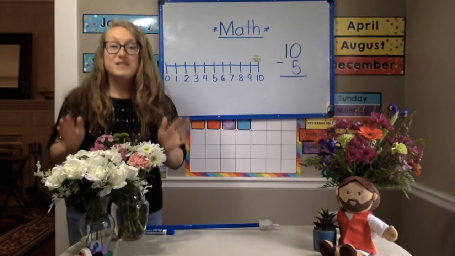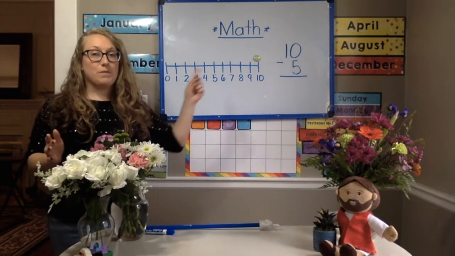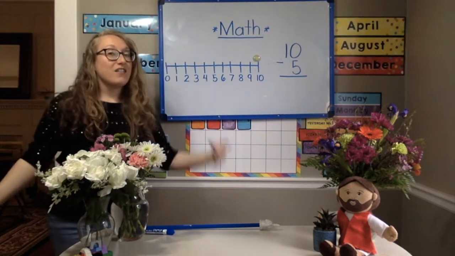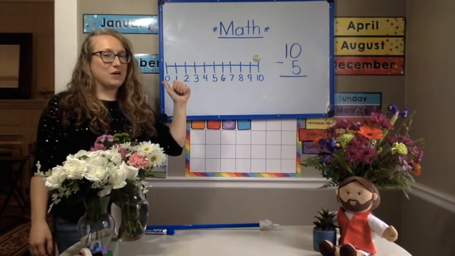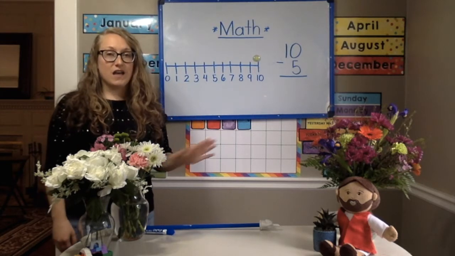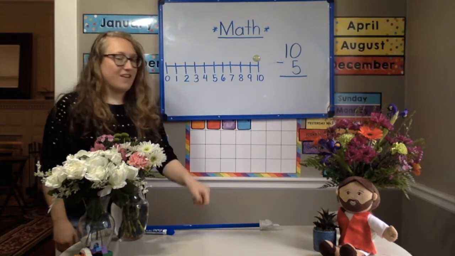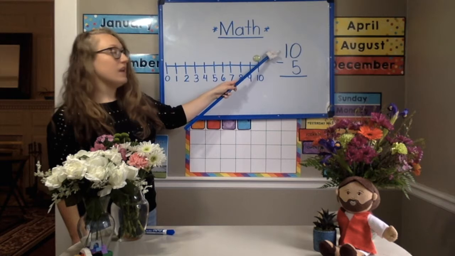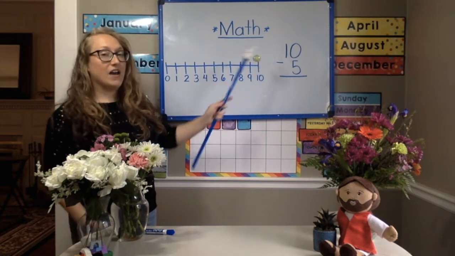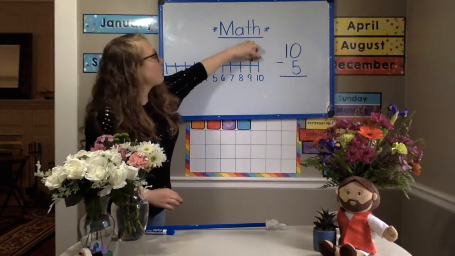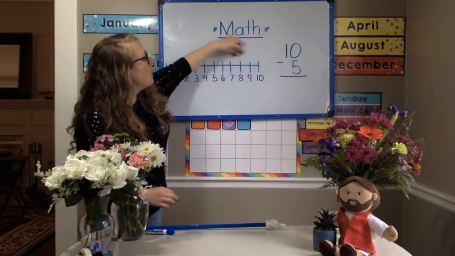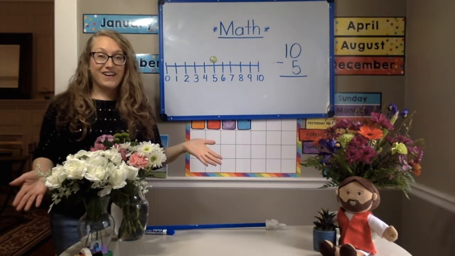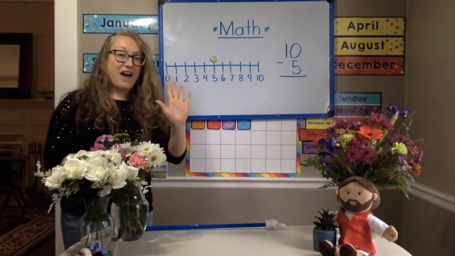Okay, kindergarten, we are subtracting. So do we want to go toward the big numbers or the little numbers? If we're subtracting, we are trying to make little numbers, so we're going toward the little numbers. How many spaces do we need to hop this way? Our subtraction problem says that we need to hop 5 spaces. We have 10 and we're hopping away 5 spaces. Okay, here we go. 1, 2, 3, 4, 5. What number did we land on? We landed on 5, kindergarten.